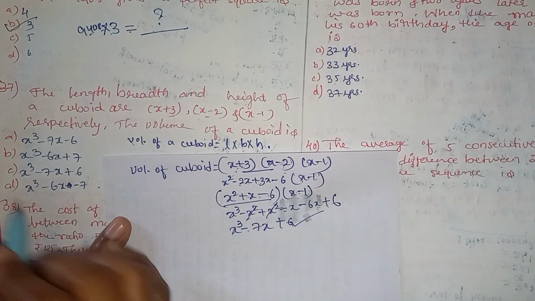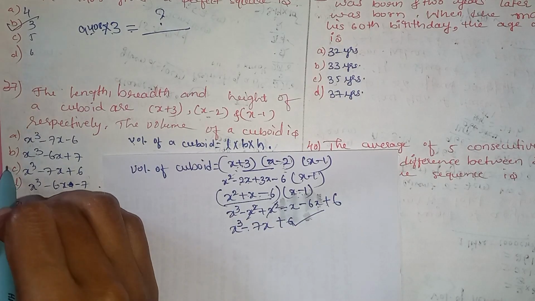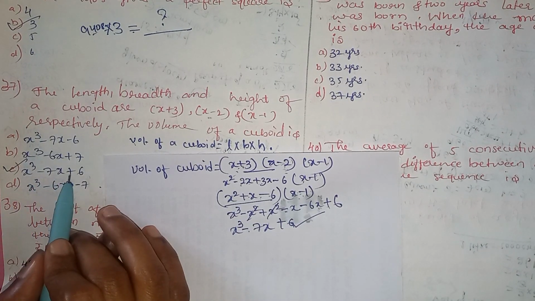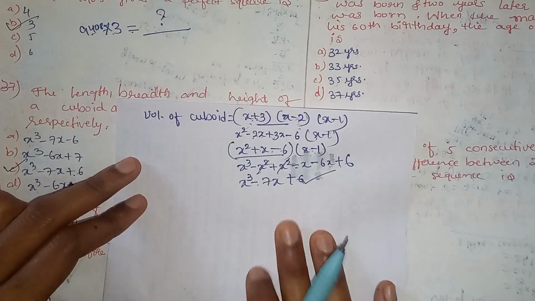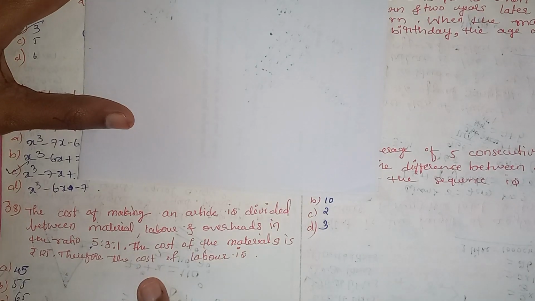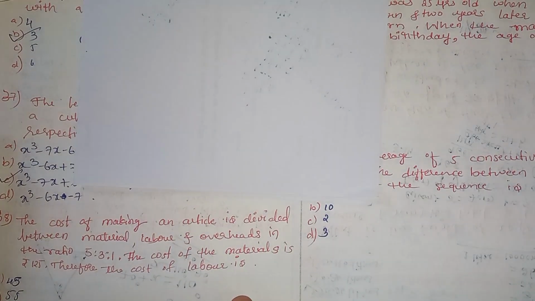Is the option x cube? Yes, C. x cube minus 7x plus 6 is the answer of this question. Yes, let's see the 38th question. What is the 38th question?